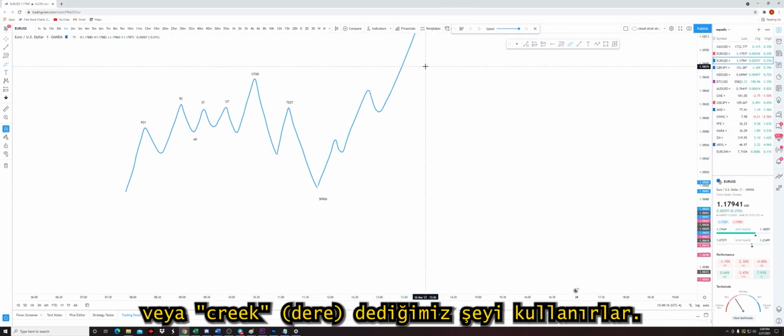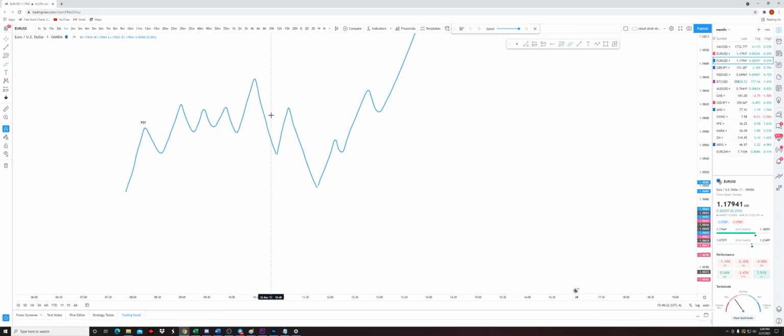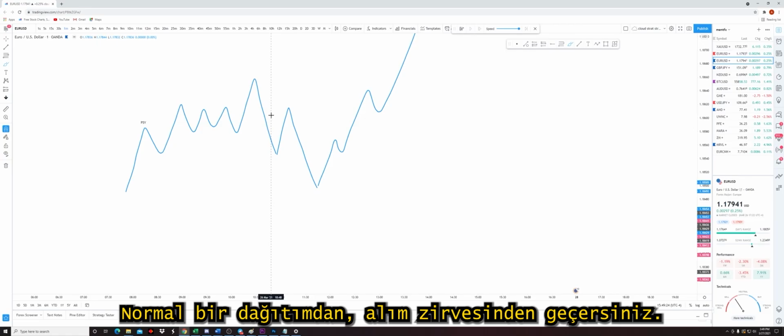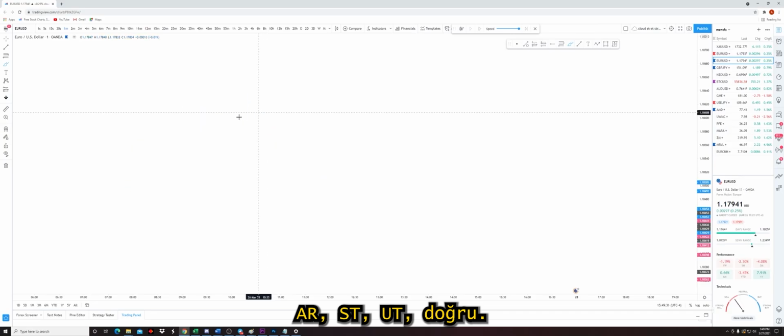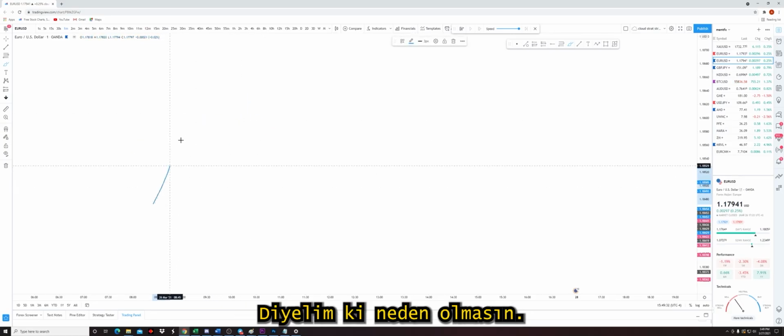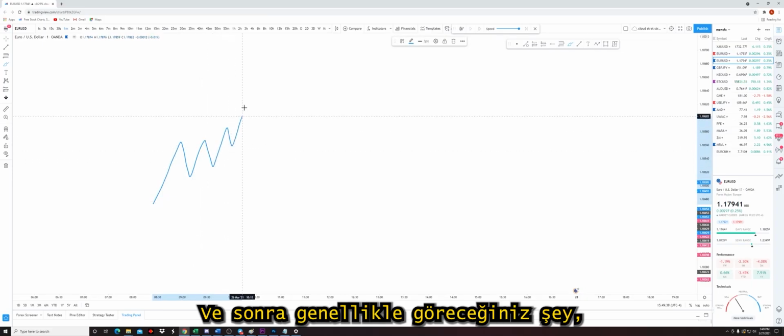Now, more often than not, instead of all this happening, what you'll actually have to confirm some reaccumulations, because like I said, they use volume correlation to confirm the reaccumulation or distribution to see if it's actually occurring, or they'll use what we call a creek. And that will often happen like this. You'll undergo a normal distribution, buying climax, AR, ST, UT, or even a UTAD, doesn't matter.